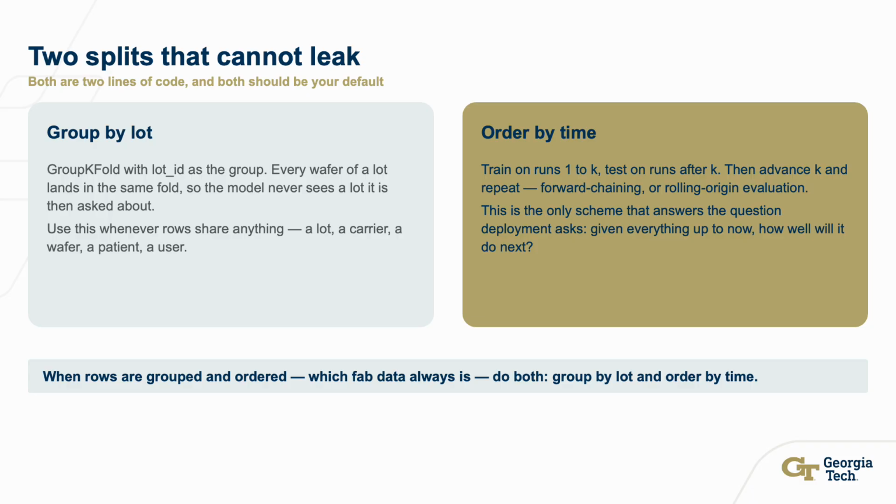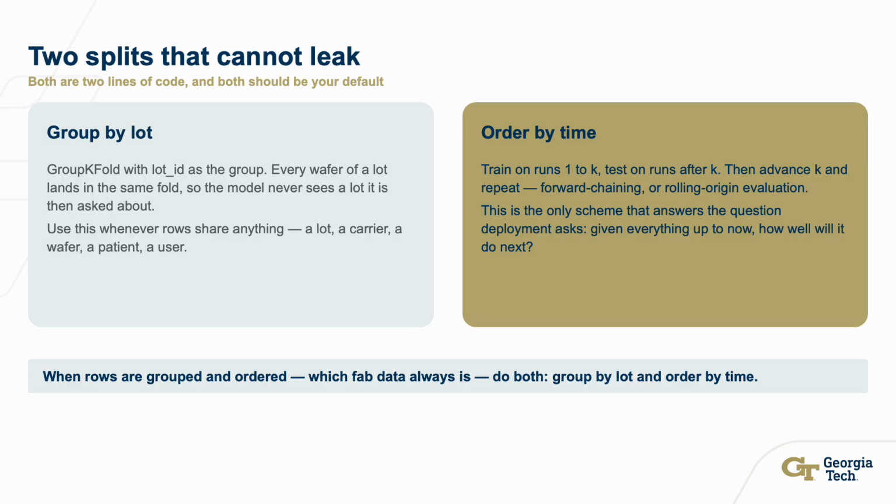Order by time. Train on runs 1 to k. Test on runs after k. Then advance k and repeat. This is forward chaining, or rolling origin evaluation. This is the only scheme that answers the question deployment actually asks: given everything up to now, how well will it do next?